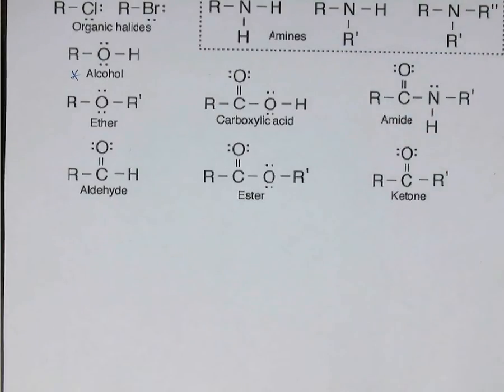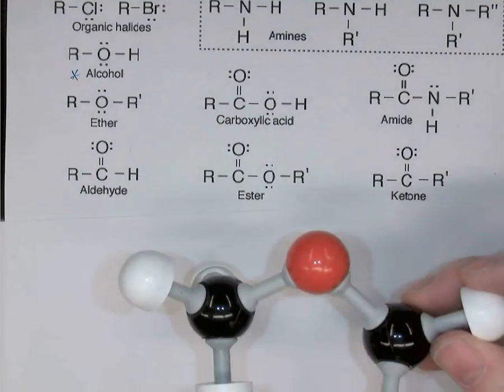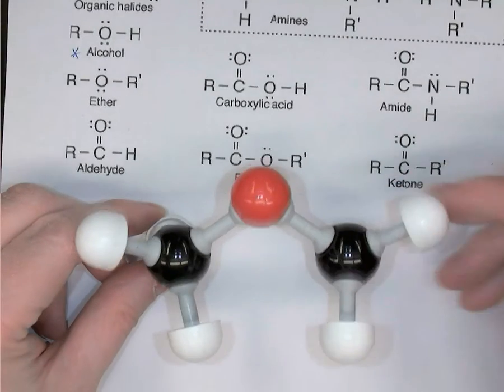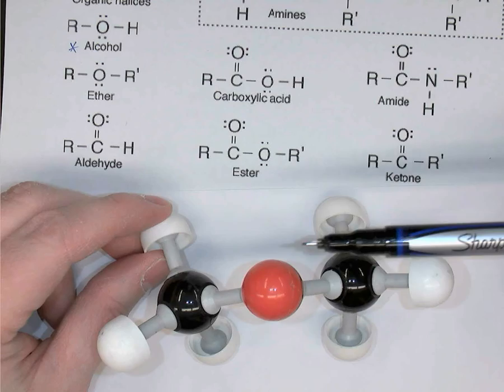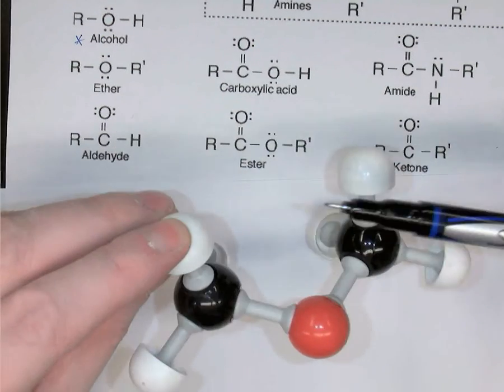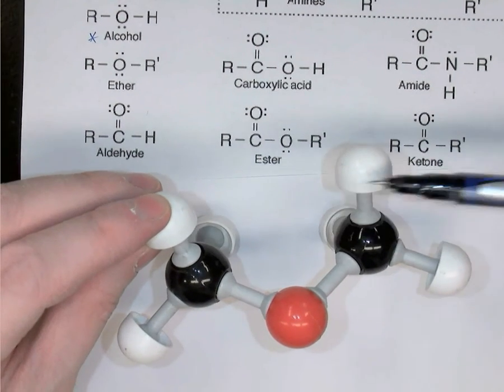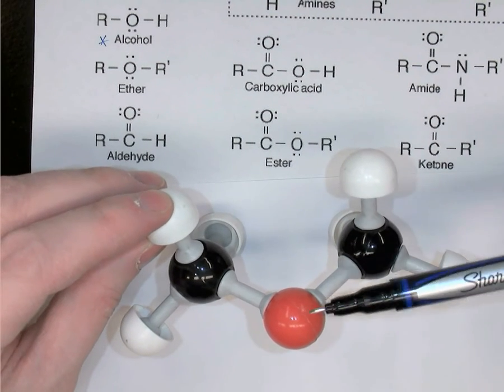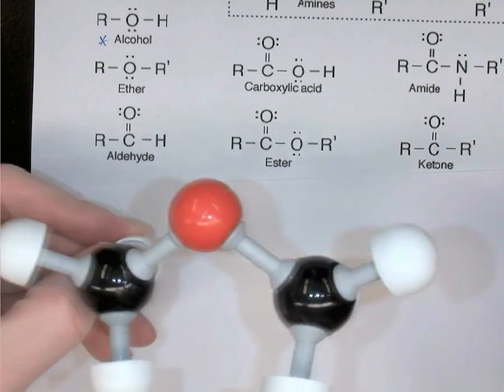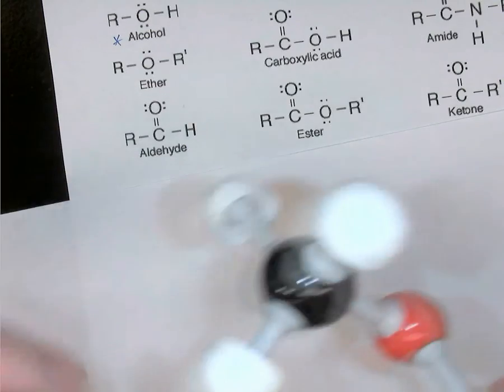So let's take a look at one of the simpler ethers. Got one prepared for us here. This is the simplest possible ether. Okay, so you can see it's got a methyl group bonded to oxygen, bonded to another methyl group. So there's 2 methyl groups, this would be R and R prime, bonded to oxygen in the middle. So this is an ether.